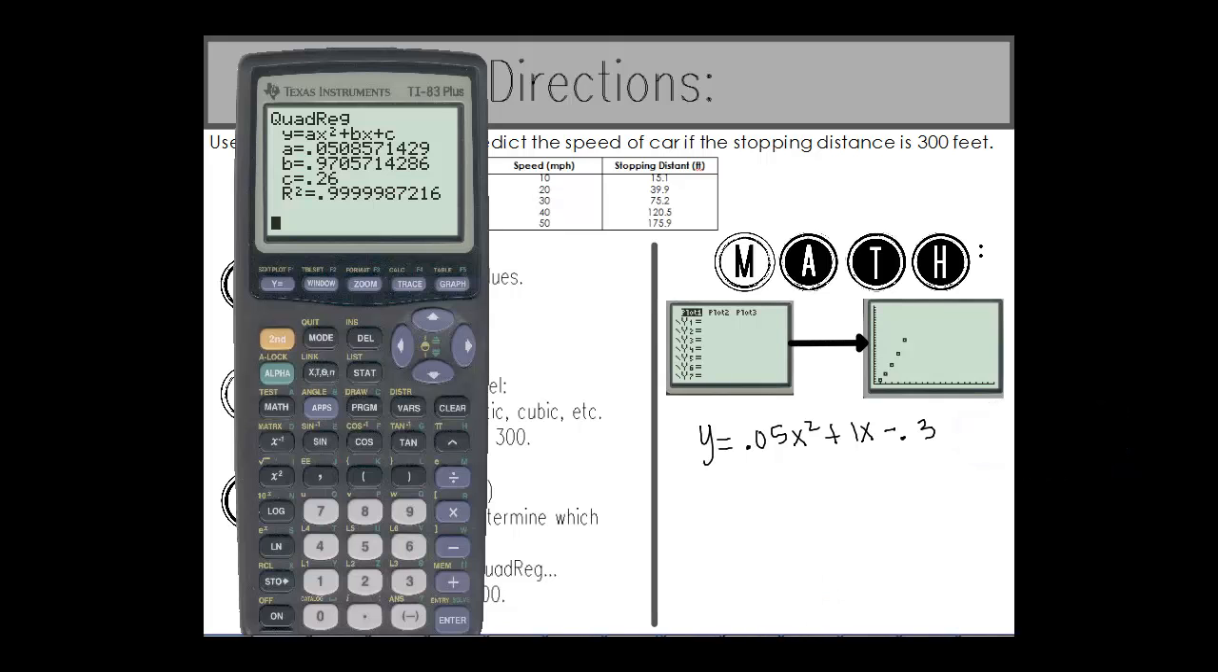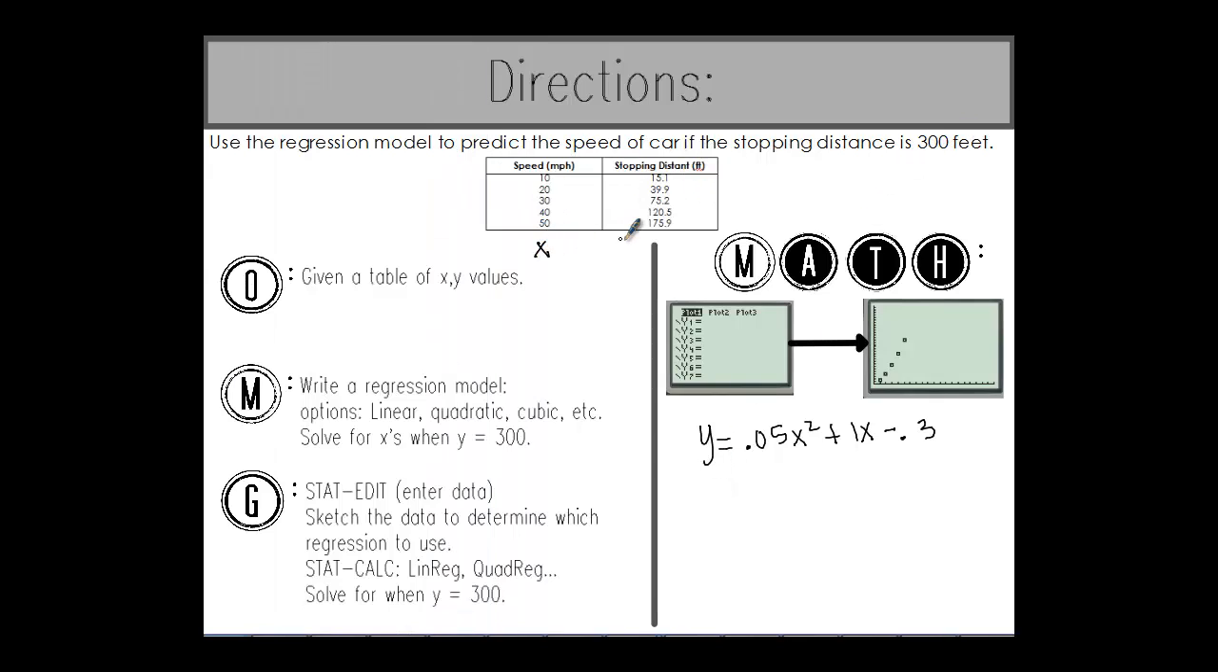So we go back to our calculator, we take that equation, and we graph it just to make sure that it follows the scatter plot that we created earlier. So now that we have our model, we need to figure out what the speed of the car is when the stopping distance is 300 feet. So we know that stopping distance is our y value because speed is our x value.